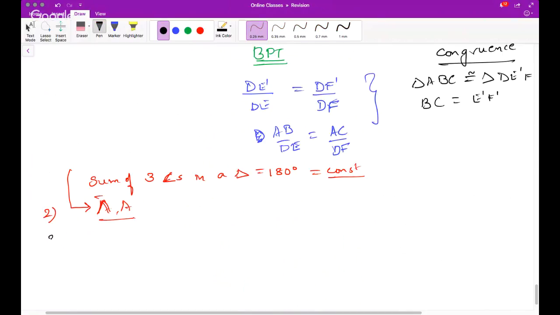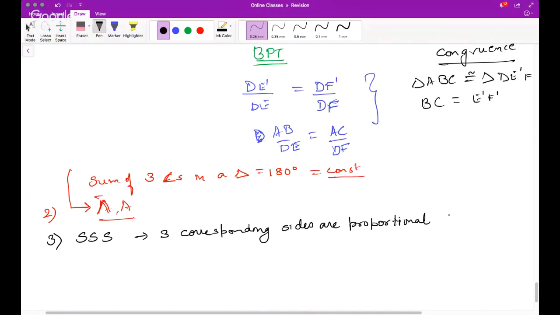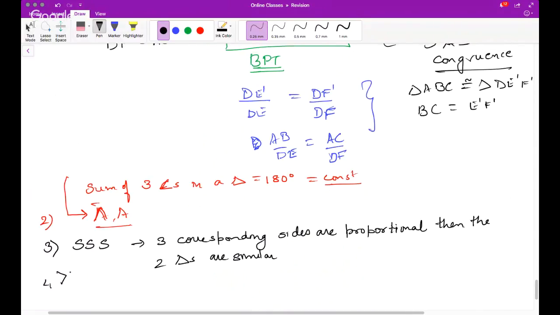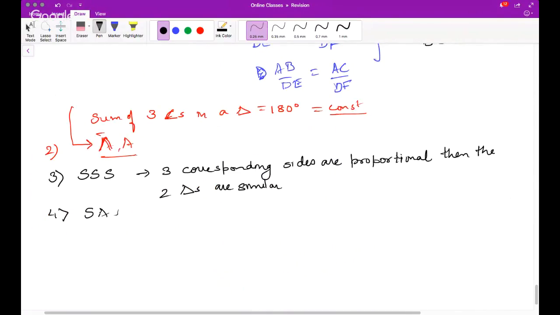Similarly, the other similarity criteria. So this was criteria number 2. Criteria number 3 was SSS, where the 3 corresponding sides are proportional. If 3 corresponding sides are proportional, then the two triangles are similar. This is another criteria. Fourth criteria is SAS. Now you know it already.